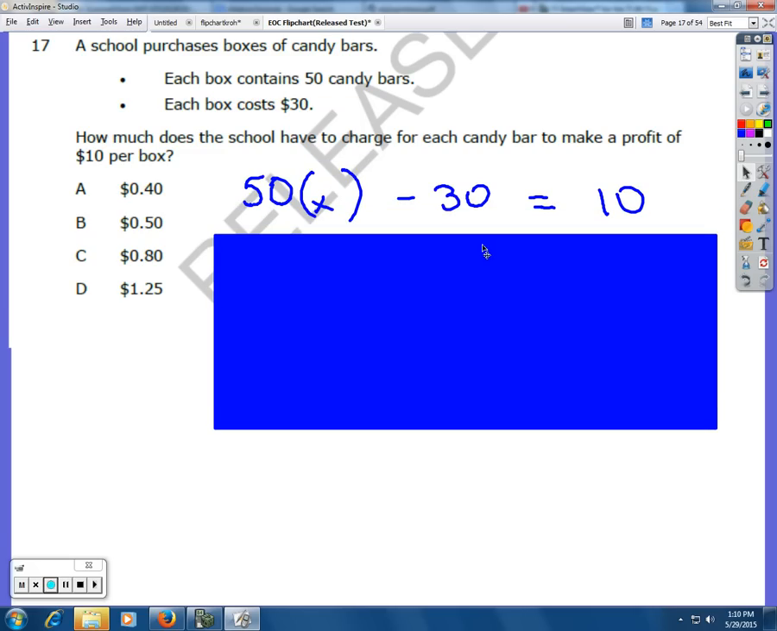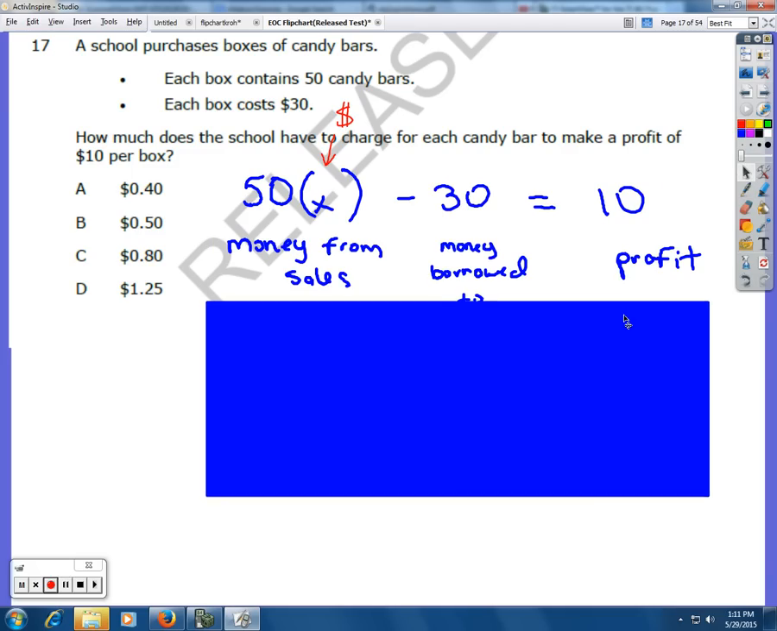Okay, so we have an equation here that I've written based on the information in the problem. So each box has 50 candy bars, okay? And each one is going to have an individual price of x. And then subtract the cost, the $30, and then have a profit of 10, okay? So 50 times whatever we charge, this is going to be the money that we charge, okay? That's how much we're going to make. We have to subtract the $30 that we paid for it, and then at the end we want to have $10 left.